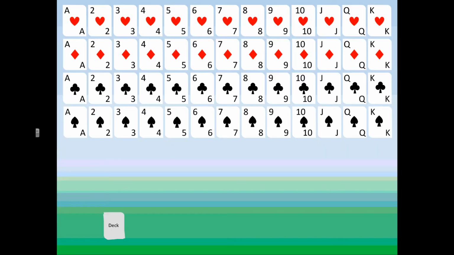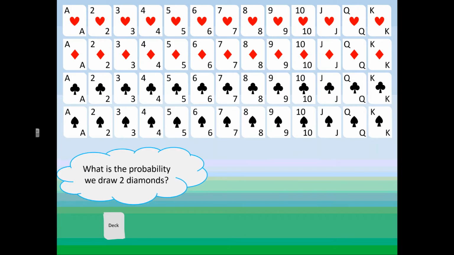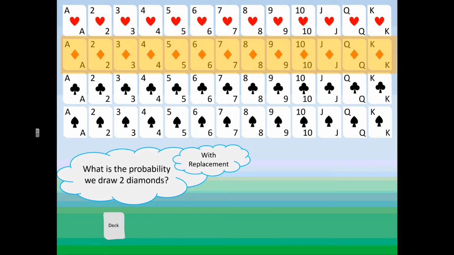Most of the time when we're working with cards, we just tend to work with the sample space for drawing one card. And we have to do some math to figure out what would happen if we wanted to get a second card. So what is the probability that we draw 2 diamonds? Well, that very much depends. Are you drawing a card and then putting it back in the deck? That means with replacement.